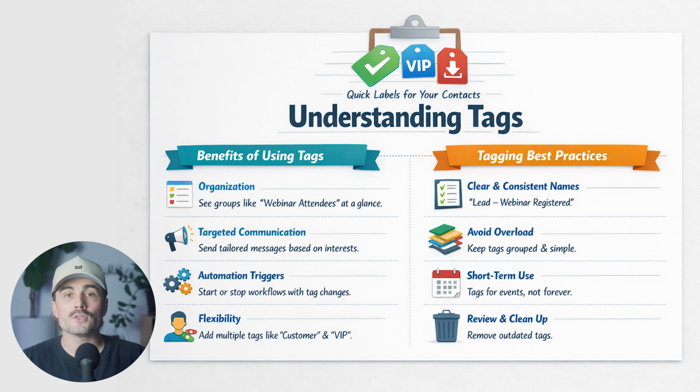Tagging best practices. Keep tag names clear and consistent. Use a naming convention like status, action. For example, lead, webinar registered, or customer, upsell buyer. Avoid tag overload. It's easy to create tags for everything, but too many tags can get messy. Group similar actions under broader tags when possible.